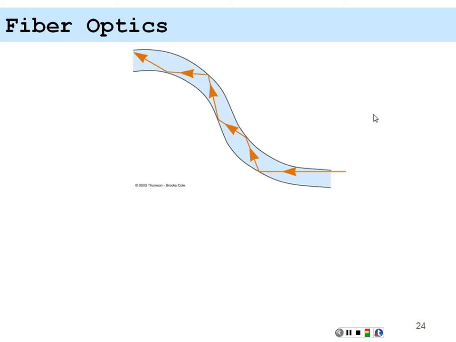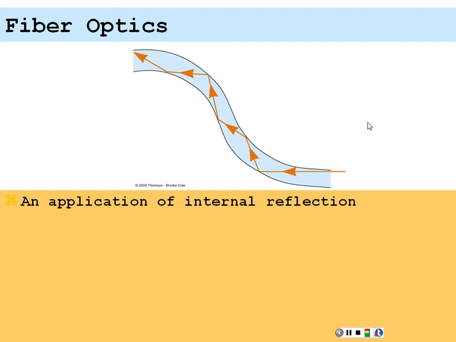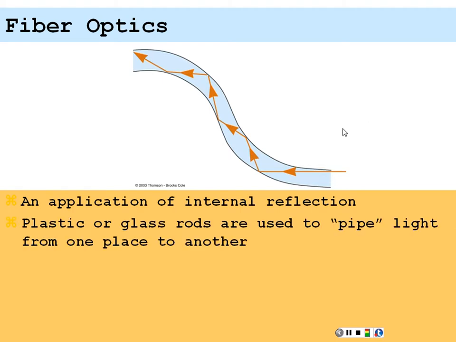This principle of total internal reflection is very useful for fiber optics. Plastic or glass rods are used to pipe light from one place to another. Hence, you can actually have a bending of these pipes and move the light around because it's just totally internally reflecting all the way around. And hence, you can manipulate this light and use it in different directions.